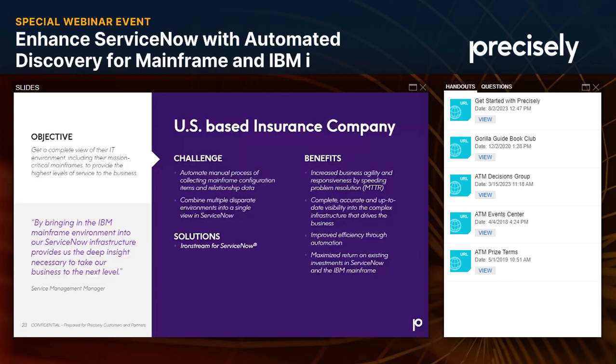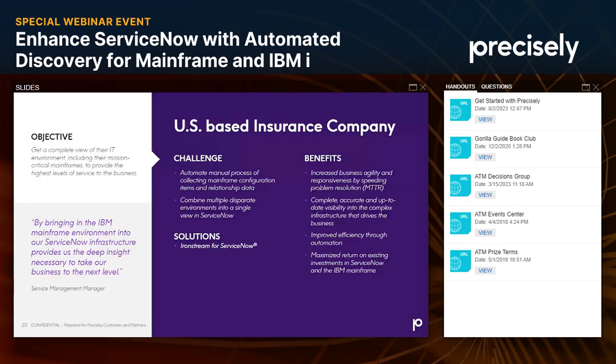Implementing Ironstream Discovery enabled them to retire these manual processes, easily integrate to their IBM environments, and use the built-in automated ServiceNow facilities, just like they do for the rest of their non-IBM infrastructure.